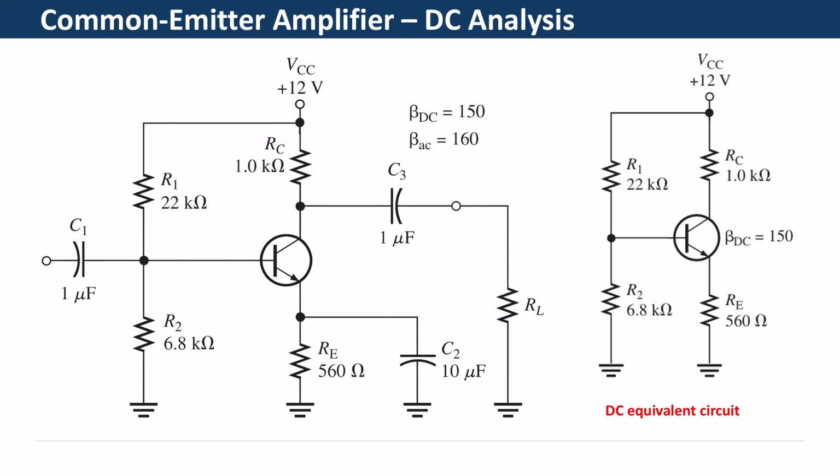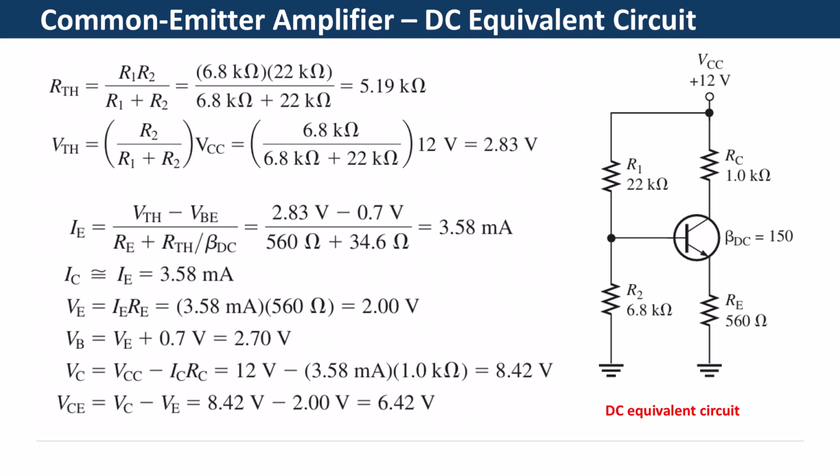To do this, a DC equivalent circuit is developed by removing the coupling and bypass capacitors because they offer infinite reactance to DC and hence appear open as far as the DC bias is concerned. Hence, this DC equivalent circuit does not include the load resistor and signal source because they are isolated from the amplifier circuit due to the infinite reactance of the capacitors.